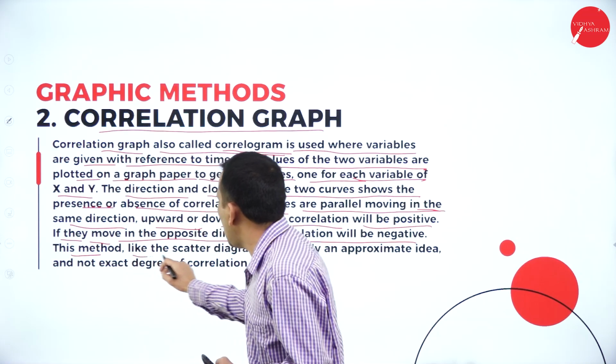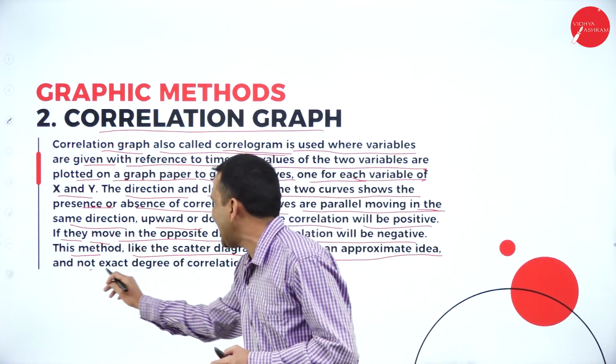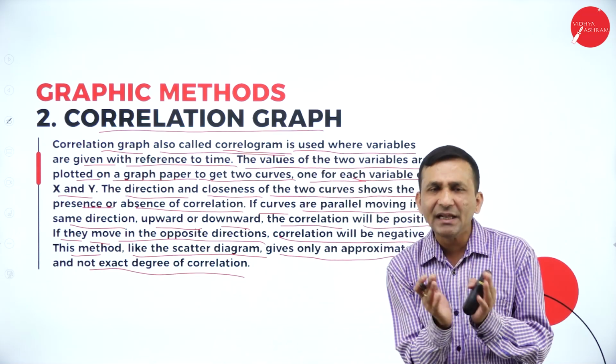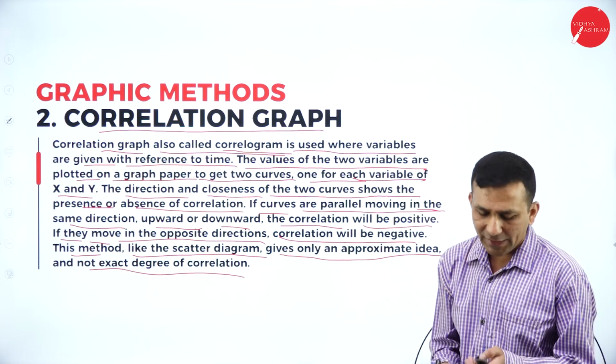So this method, like the scatter diagram, gives only an approximate idea, not the exact degree of correlation. We are not able to identify the degree, but we are able to identify the direction.